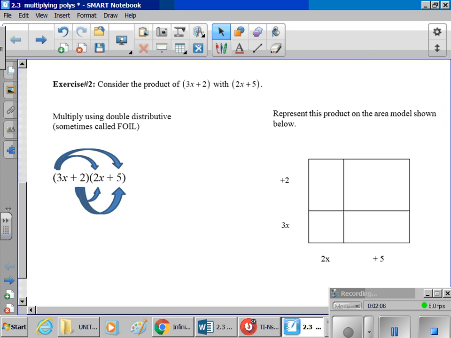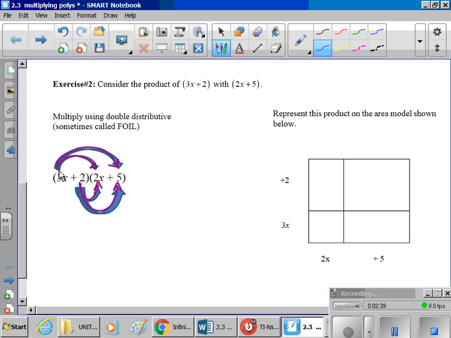So exercise 2 says consider the product of 3x plus 2 with 2x plus 5. There are 2 different ways that we can multiply a binomial times a binomial. One is called the FOIL method, or double distributive, and we just loop it twice. So what I did here is I showed you that it's going to be 3x times the first one, 3x times the second one, and then the 2 times the first one, and then the 2 times the second one. All right, so that's called double distributive.